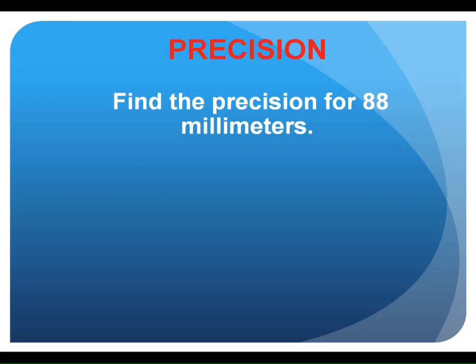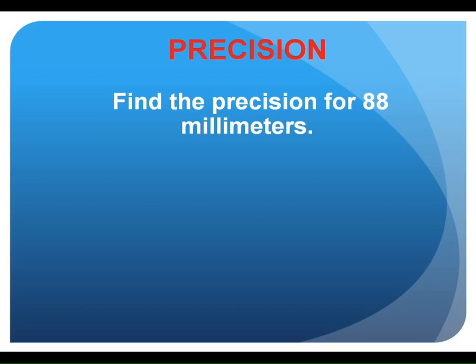I want you to try this one yourself. I want you to find the precision for 88 millimeters and then tell me within how many millimeters this measurement is precise, from what to what. This one's very similar to the last one we just did, actually. What is the precision for 88 millimeters, and it's precise from what measurement to what measurement? I'll give you a minute or two to think about that. The first step in all of these is finding out what is the precision. So you look at what's the smallest unit they used.